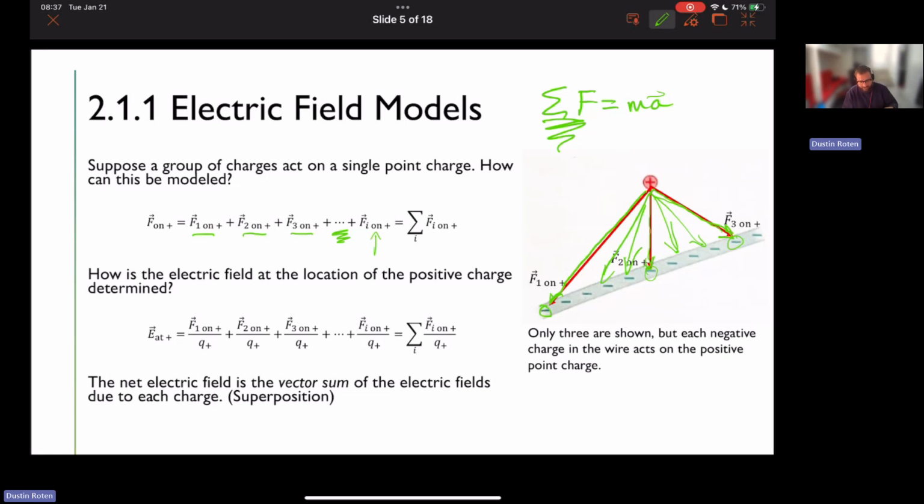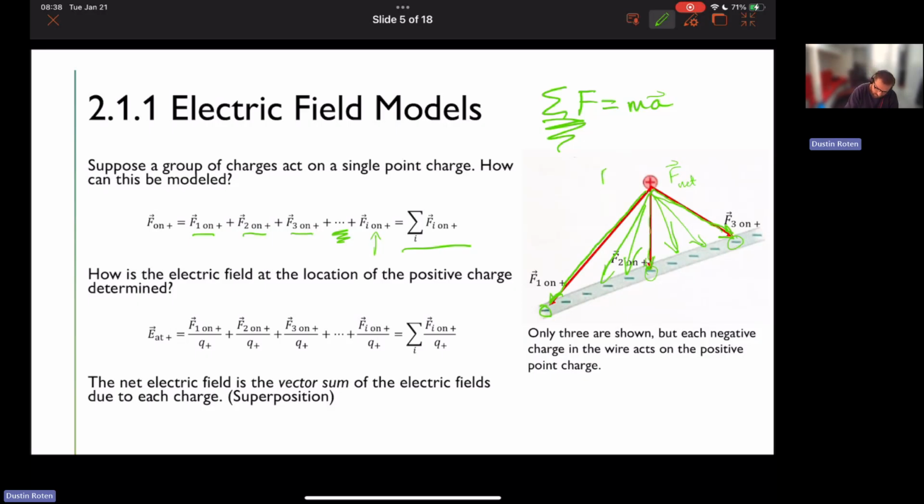And then, of course, we can abbreviate it with the summation notation. So we sum up all those individual forces, and that's the net force acting on this positive charge. Okay, well, we can also calculate the electric field at the location of this positive charge.